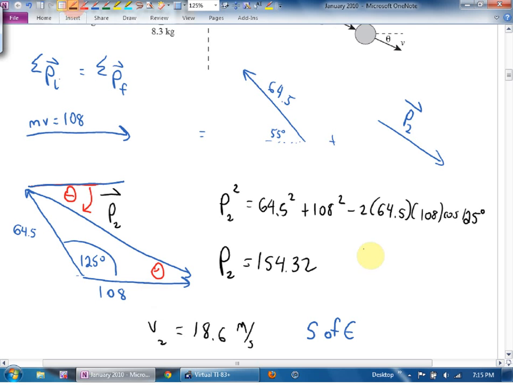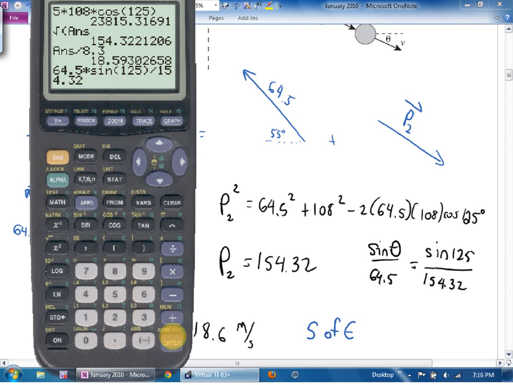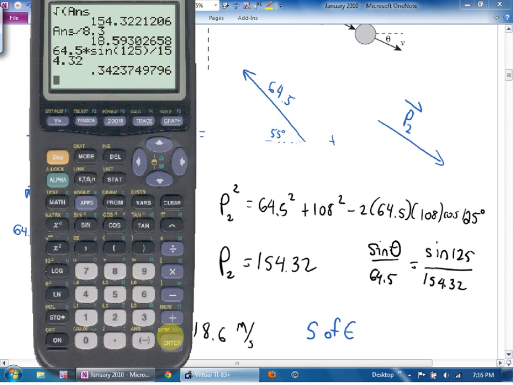The sine of my mystery angle divided by what's across from it, 64.5, equals the sine of the angle that I know, 125, divided by what's across from it, which I figured out, 154.32. When I cross-multiply, I'm going to get 64.5 times the sine of 125 divided by 154.32. And I get, what? Is the angle 0.34?